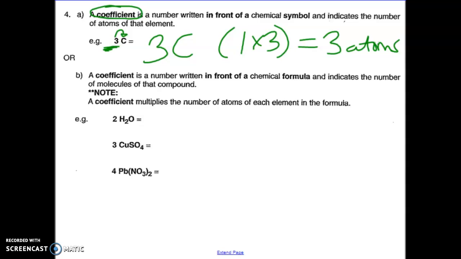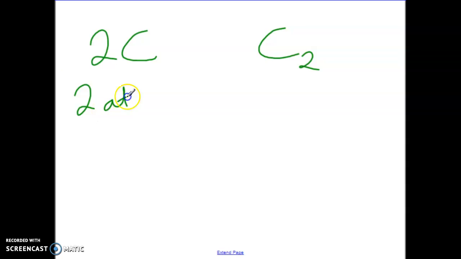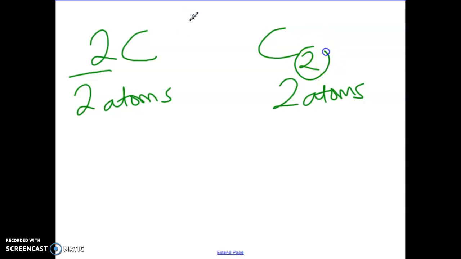Now, a lot of times students ask, well, what's the difference between, what if it says 2C or C with a 2? So technically, these are both 2 atoms. Okay, but I'm going to show you what a subscript means compared to what a coefficient means. So this is a subscript. This is a coefficient.